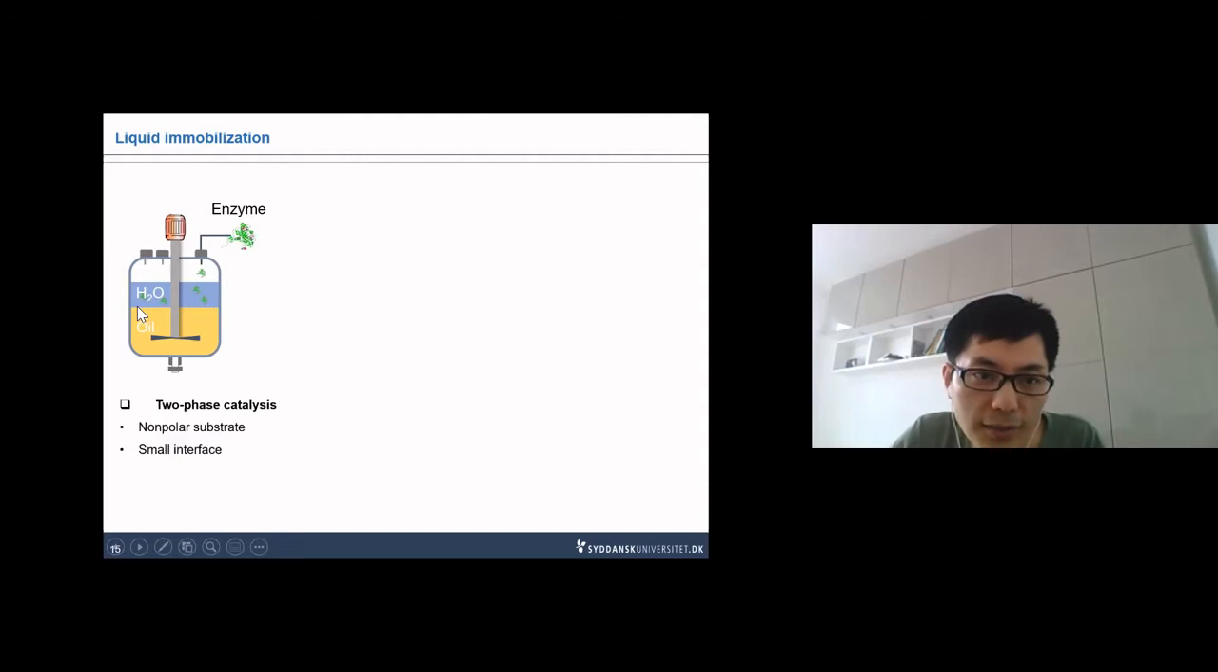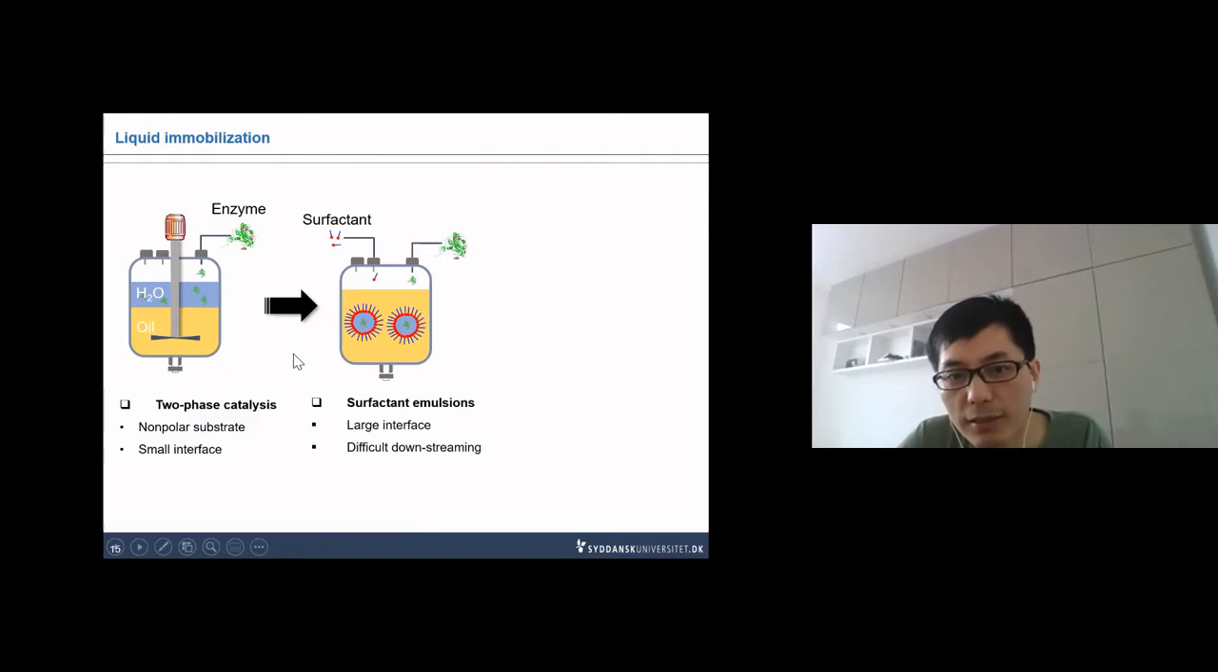because with two distinct phases between oil and water, there is very small surface contact. So the enzyme does not have good contact with the substrate here. In the past, scientists provided a compromise idea: if you have these two phases, why not form an emulsion? They drop small molecular surfactant, detergent-like molecules, into these two phases, stir them, and then you get a milk-like emulsion.